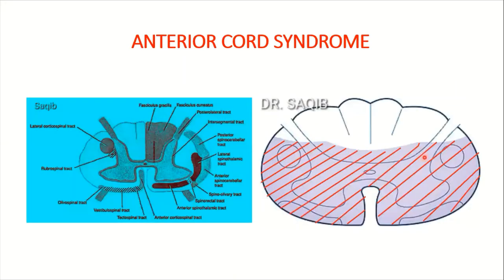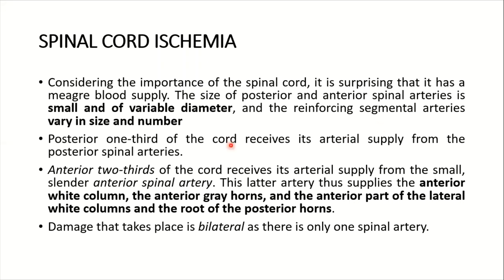Here you see in the picture the demarcated area, the shaded one. This is the area supplied by the anterior spinal artery, which is single and slender, and this is the area supplied by the two posterior spinal arteries. The anterior two-thirds is supplied by the anterior spinal artery. It supplies the anterior white column, the anterior gray column, the anterior part of the lateral white column, and the root of the posterior horns. So the damage that takes place is bilateral, as there is only one spinal artery.